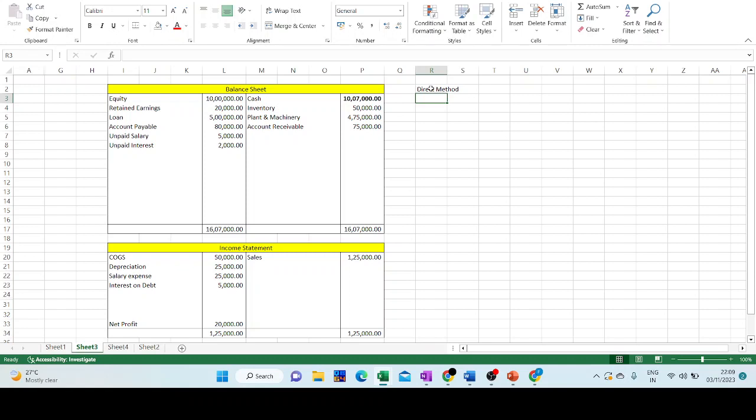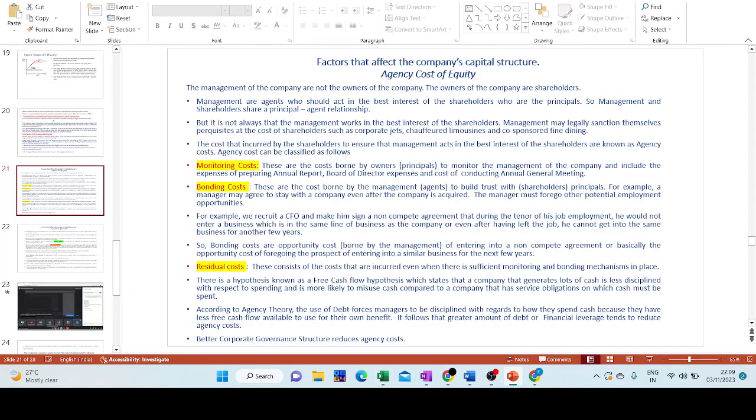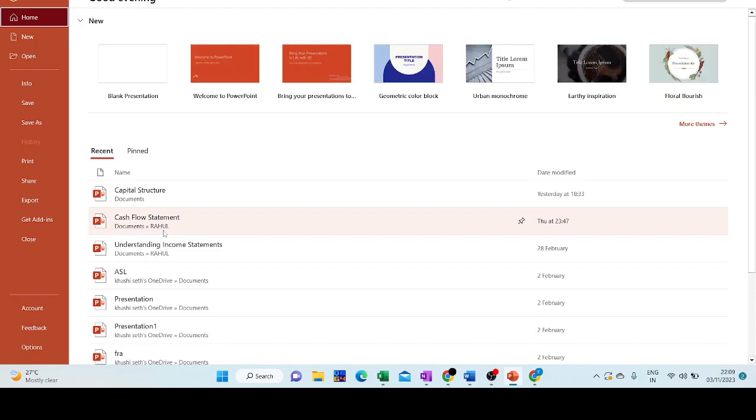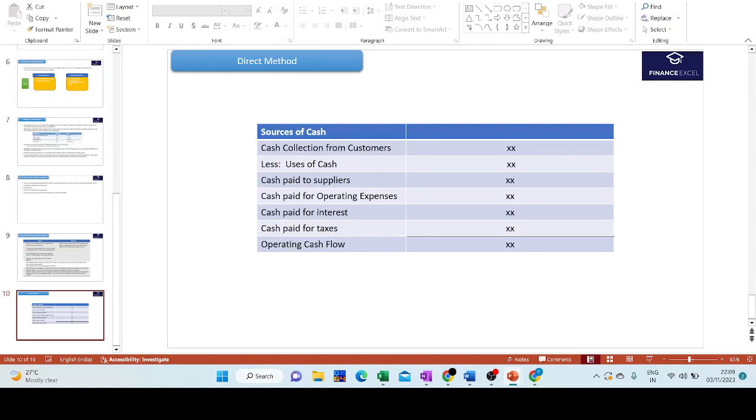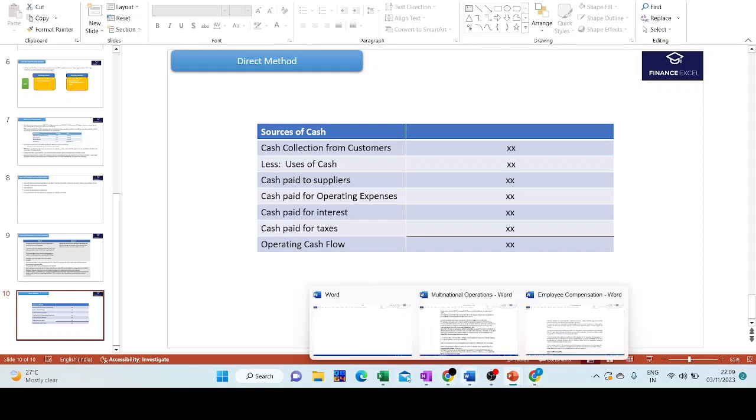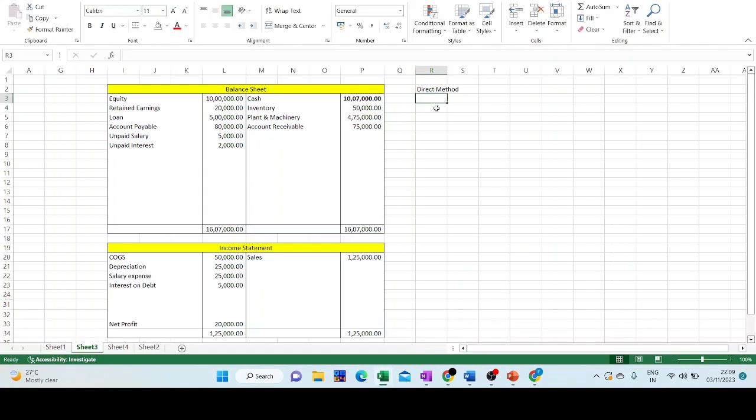Should we start? Yes, sir. Okay, so first we need to calculate sources of cash. So this was my direct method. So first thing we have to calculate is your cash collected from customers, right? How do we do that? Okay, so first you calculate cash collected from customers. So for that you need to go where, guys? Please tell me.